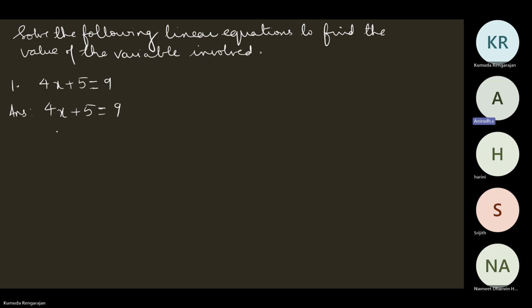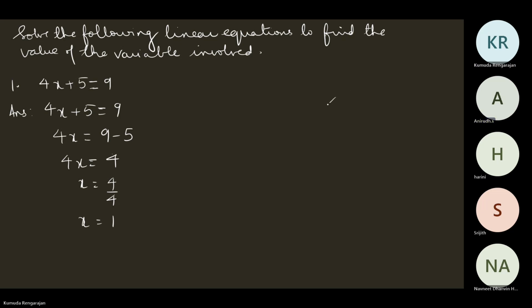Ma'am, we should bring +5 to the other side. Correct. So 4x is equal to 9 minus 5. Plus 5 becomes minus 5 on the other side. Next. Bringing 4 by divided by 4 to the other side, we get multiplication. Sorry, bringing, multiplying. So x is 4 by 4, which is equal to 1. x is equal to 1. Correct.